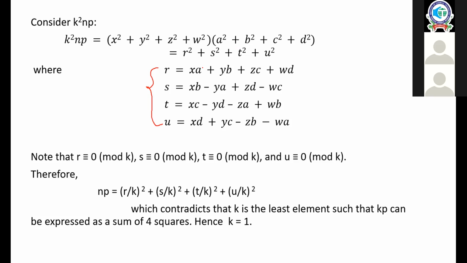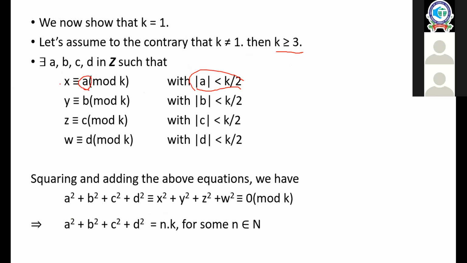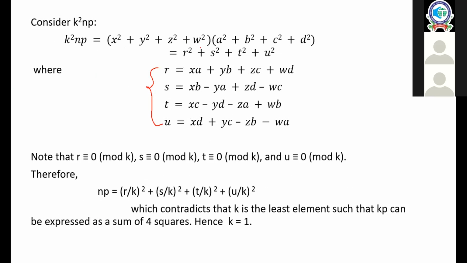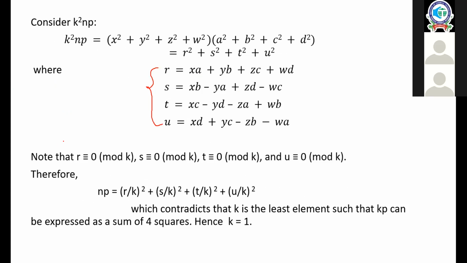Now what we try to show is that k divides r, k divides s, k divides t and k divides u. How is that? So if we look at these equations, r is basically xa plus yb plus zc plus wd. So we multiply this first equation by a. So we have ax congruent to a square mod k, and this by b, this by c and this by d, and add those, and we get, so that will be congruent to 0 mod k. Does everybody see that?